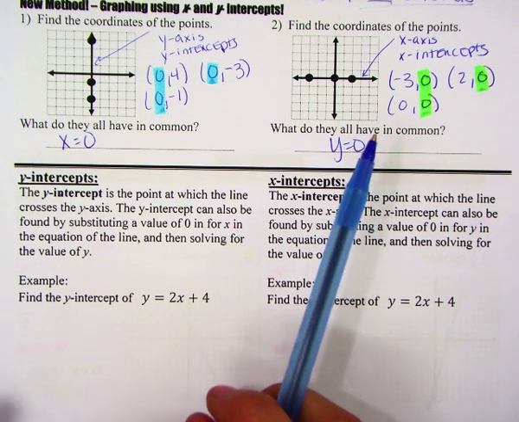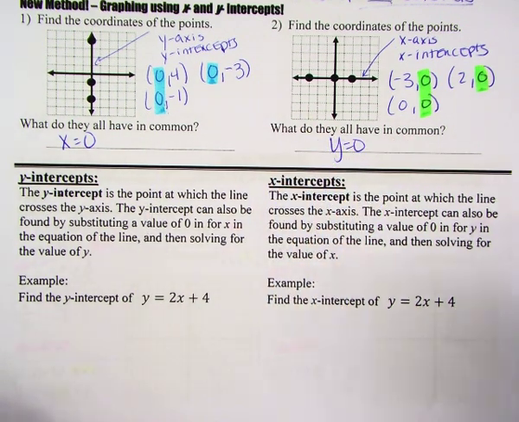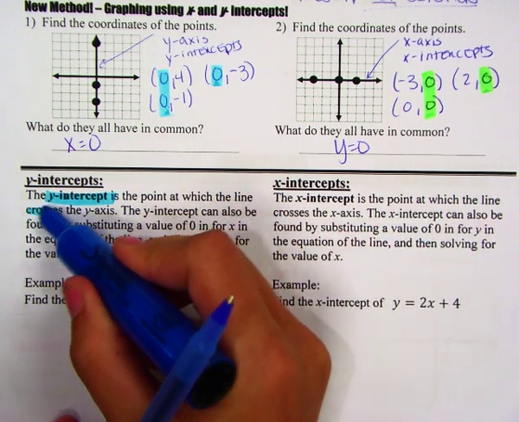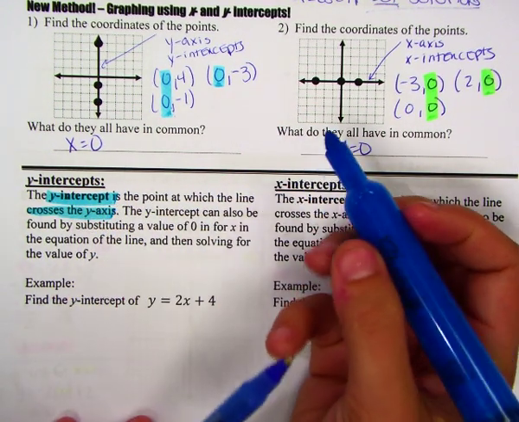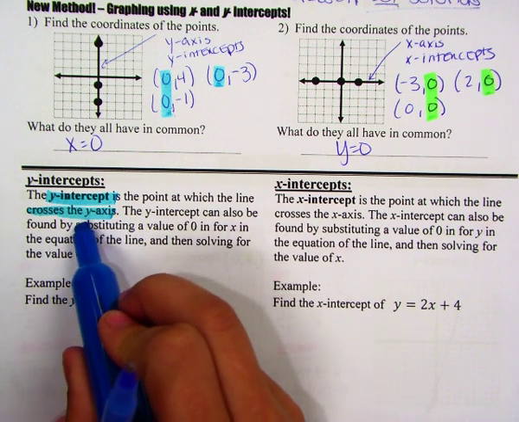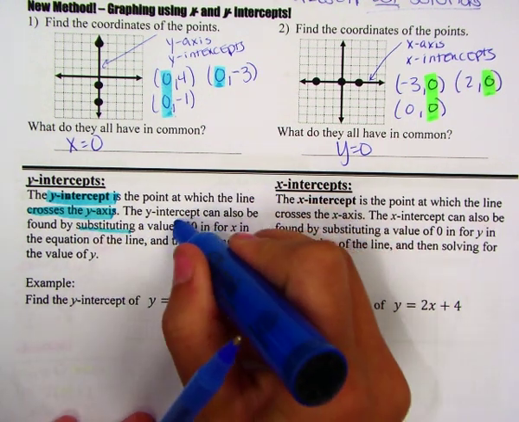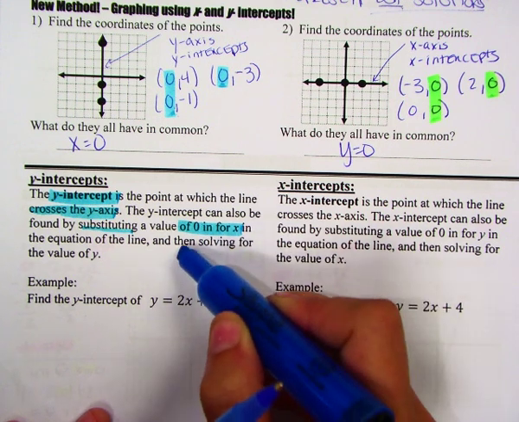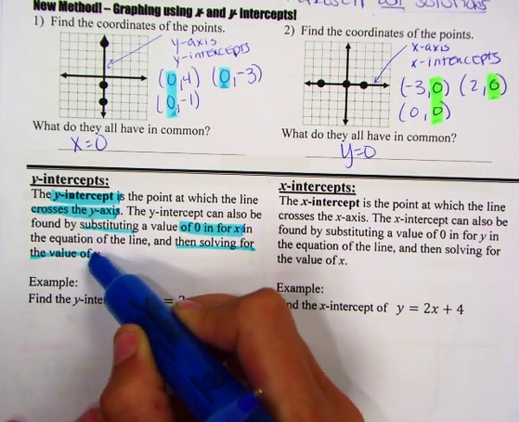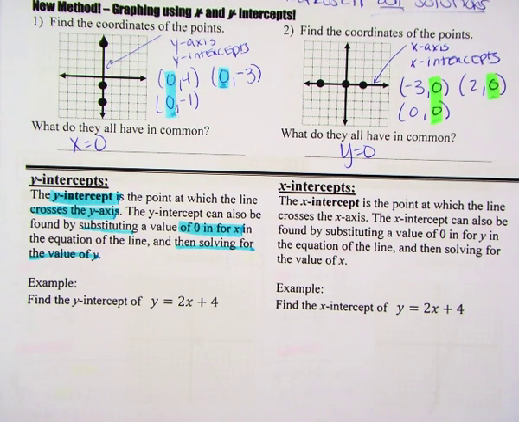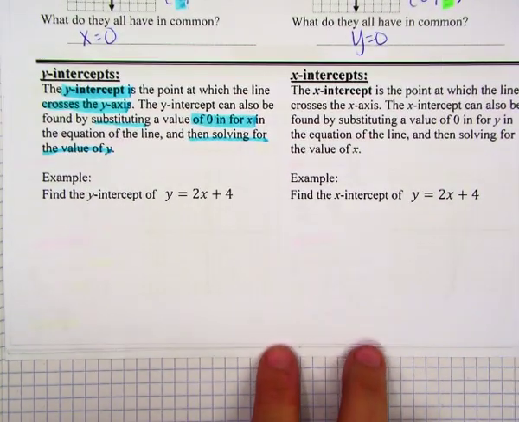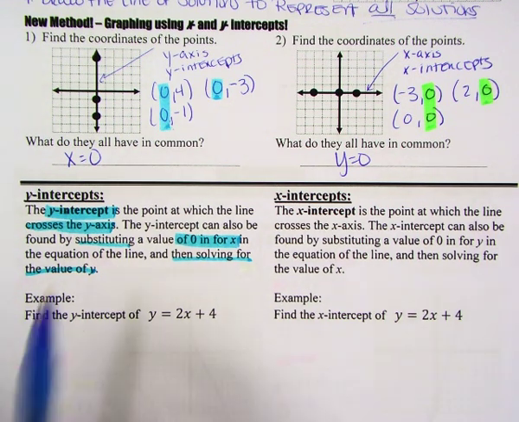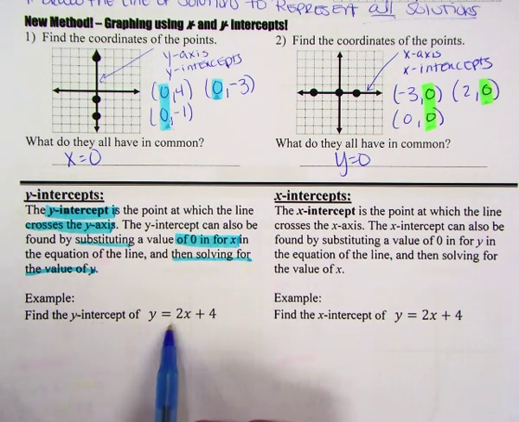Here's the summary. The y-intercept is the point at which the line crosses the y-axis. The y-intercept can also be found by substituting a value of 0 for x in the equation, then solving for the value of y. So let's do an example of this really quick. This says find the y-intercept of this graph.